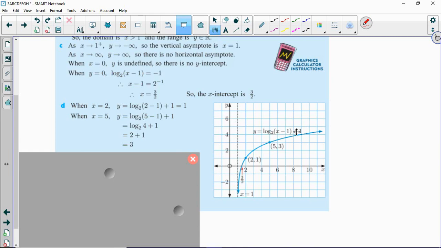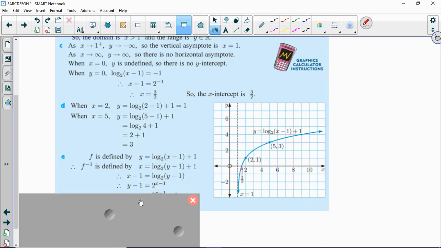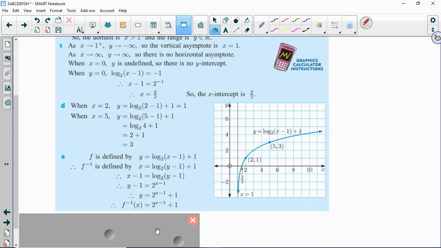And then letter E was asking for the inverse function. So the inverse of the logarithm should be an exponential, and we just do that the same way as we've done before. We're going to switch x and y, and then we're going to solve for y. So we're subtracting 1 over, and then we now have something with a logarithm in it, so we're going to write it as an exponential. We're going to raise 2 to the power of x minus 1, and then get y alone. But we're not going to leave our answer like this. We're going to rewrite it as f inverse of x to indicate that it is, in fact, the inverse of the specifically defined function in this problem, f of x.